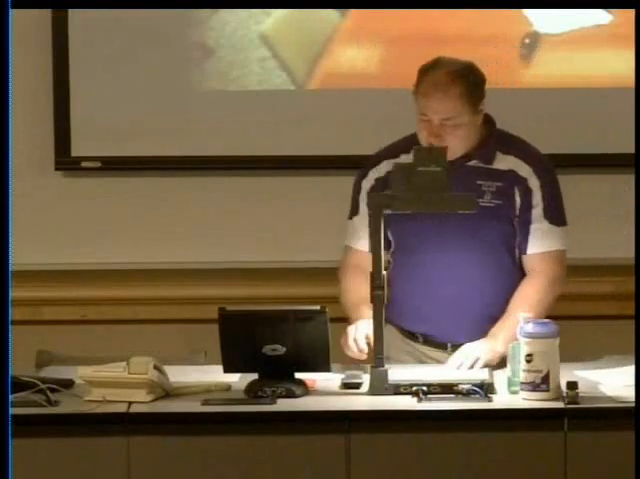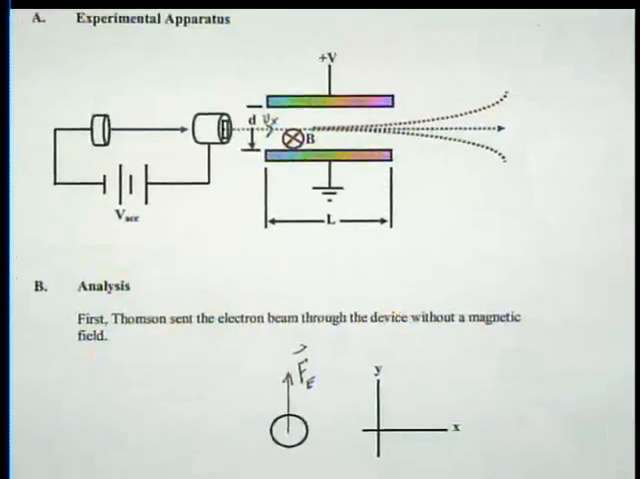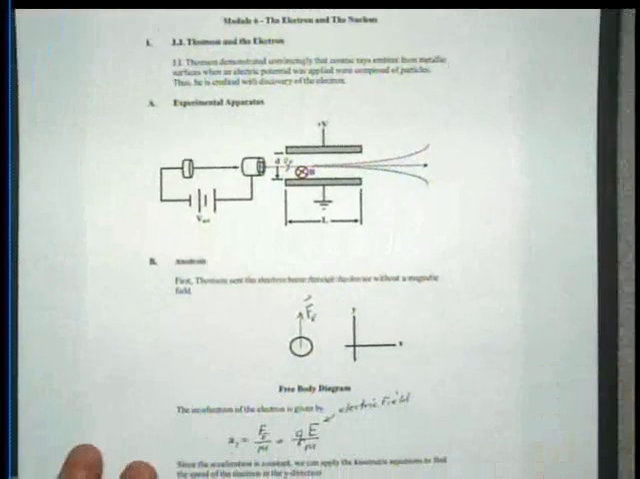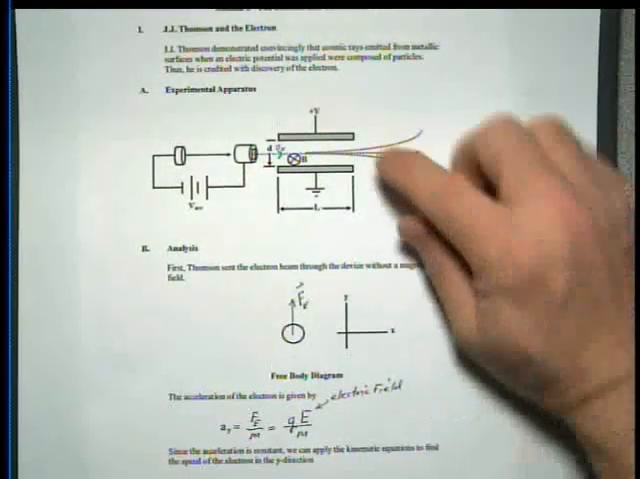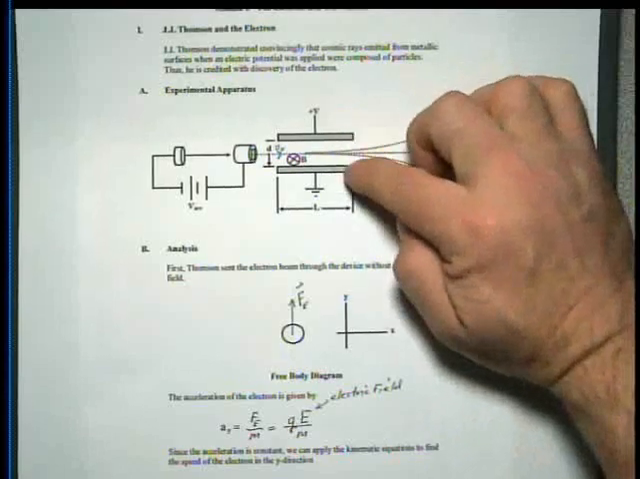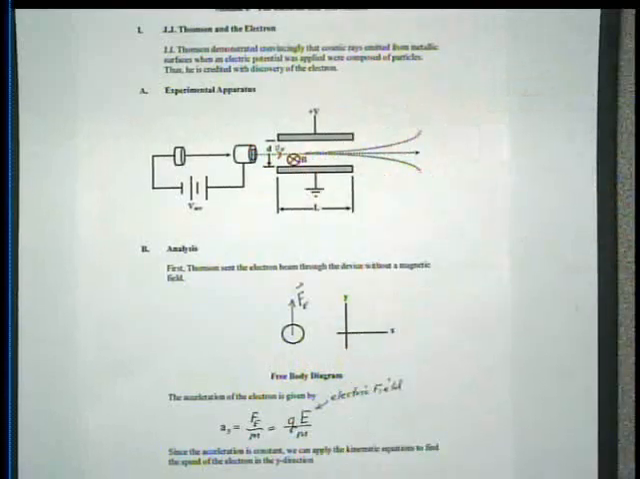When we left last time, we were dealing with the e over m experiment that Thomson did, and we had talked about the fact that we were only going to look at the electric field, and we were not going to apply the B field yet for the beam filtering, so that's where I'll pick up.